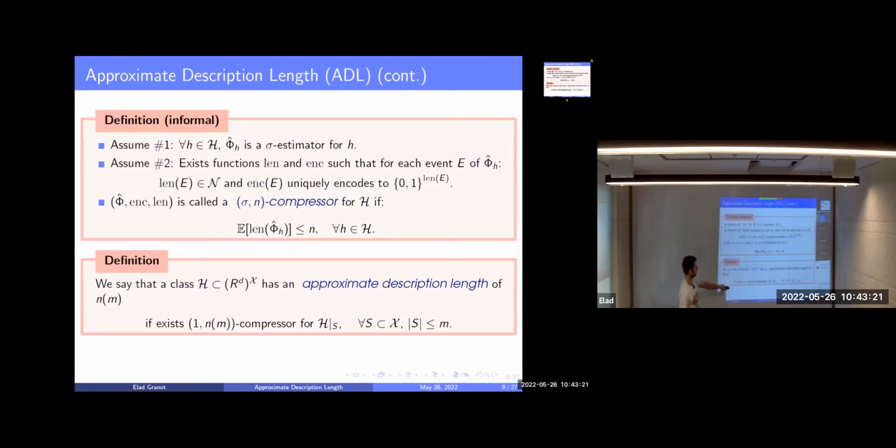And the last definition: we say that the class has an approximate description length of n, which can also be a function of m, the number of samples, if there exists a 1-n compressor. So if for every function, we can give an unbiased estimator with variance 1 that we can encode with an average number of at most n bits. This is what we mean by an ADL. Variance 1 and n bits.